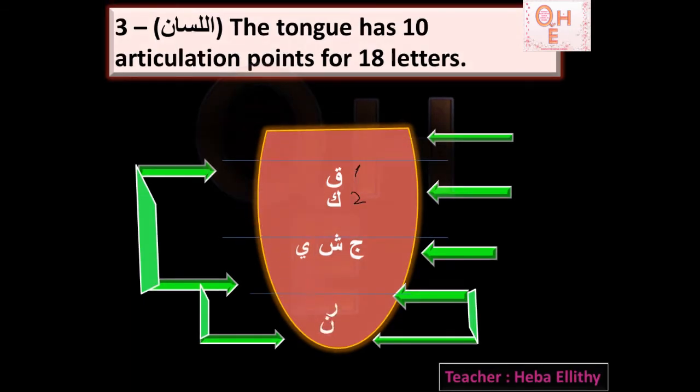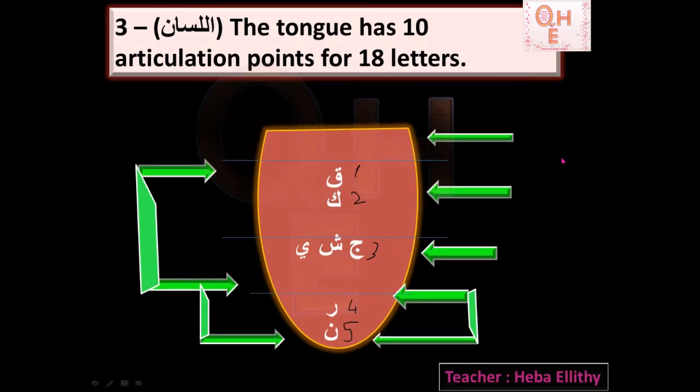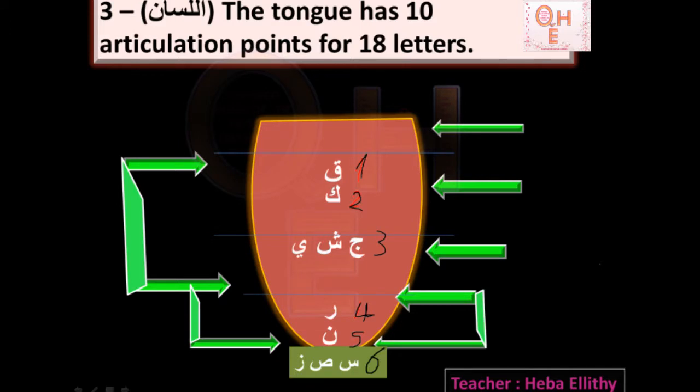So we have the letter ra, number one, from the tip to the top. This is articulation point number four. The letter noon after it is articulation point number five. From the very tip of the tongue, we have the letters sin, sad, and za. Sin, sad, and za are one articulation point, which is number six.